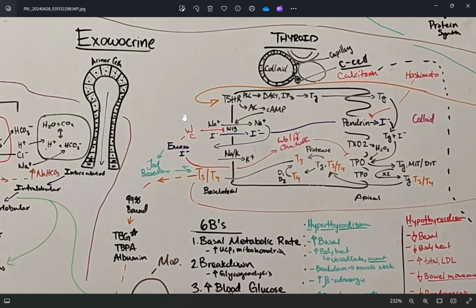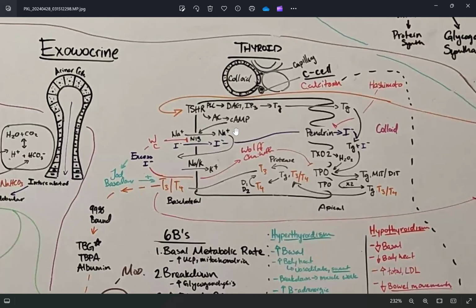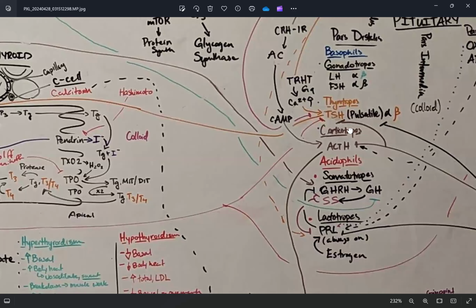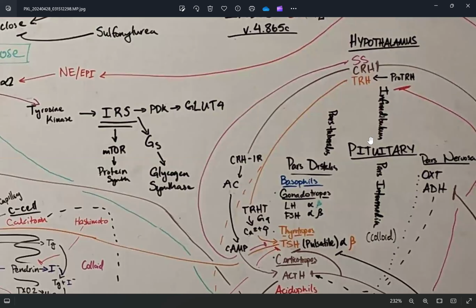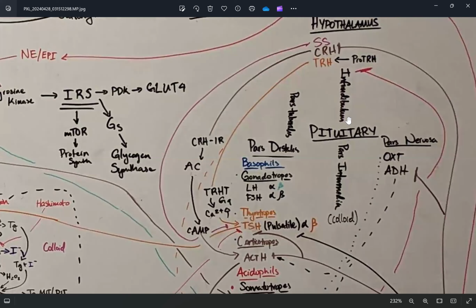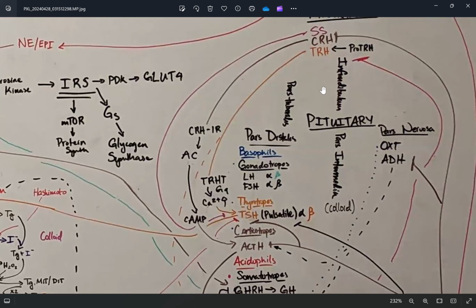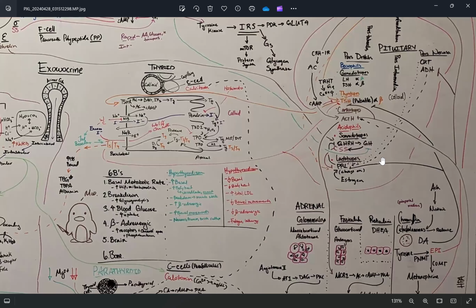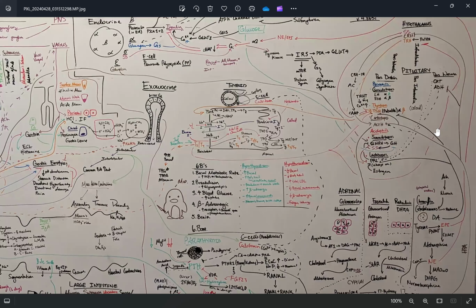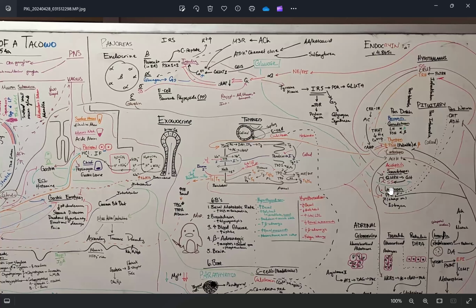I think that is all for thyroid. T3, T4 signal back to inhibit TSH and TRH release. Other things that inhibit TSH release are cortisol and somatostatin from the hypothalamus. And I believe that should be all that inhibited. Cool. Let's talk about glucocorticoids. Yeah, cortisol.